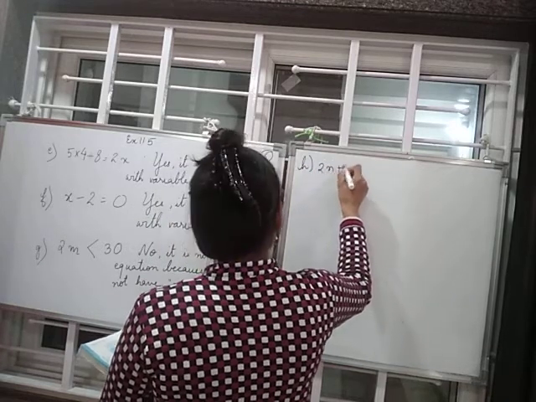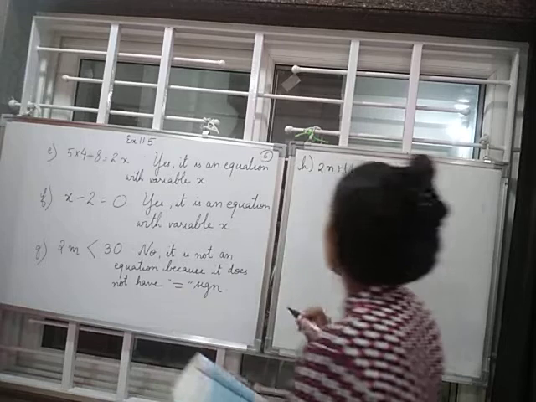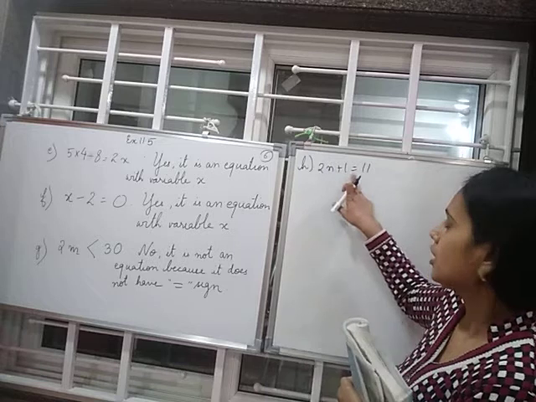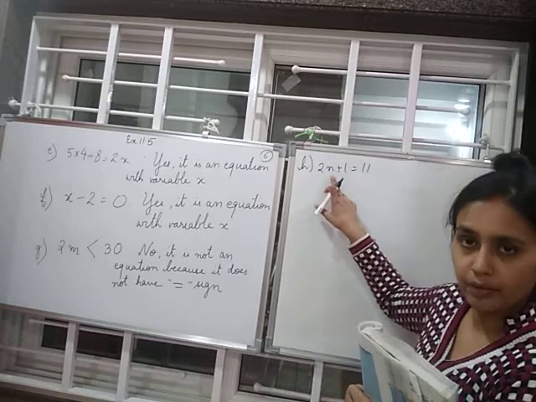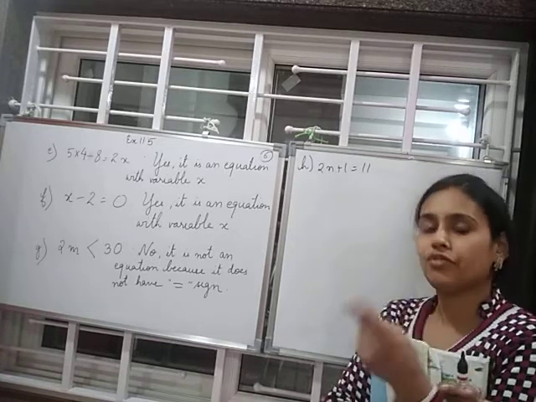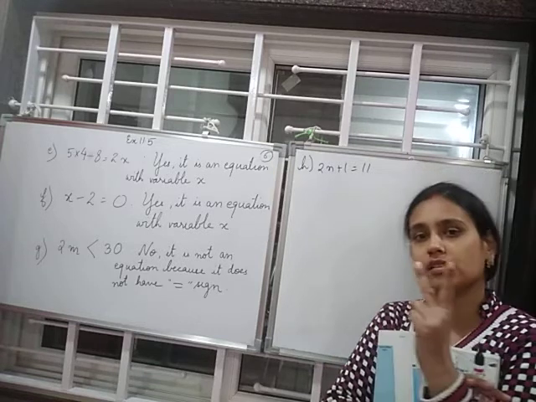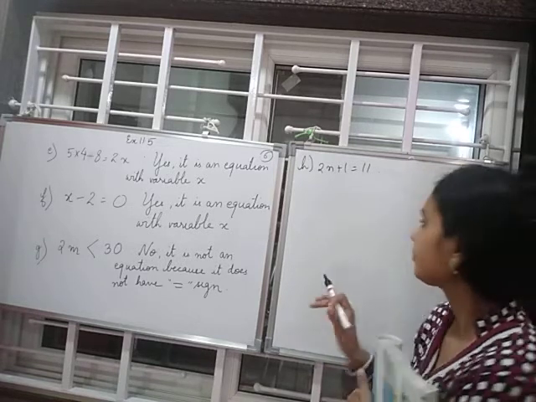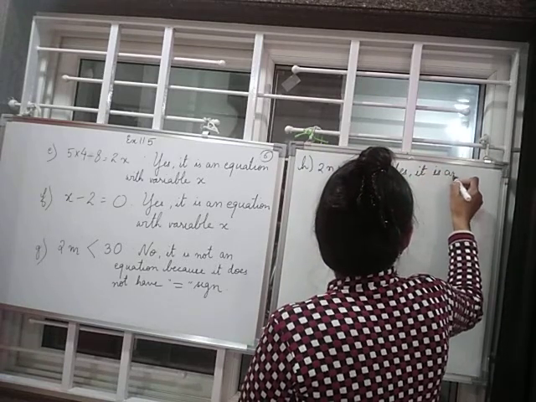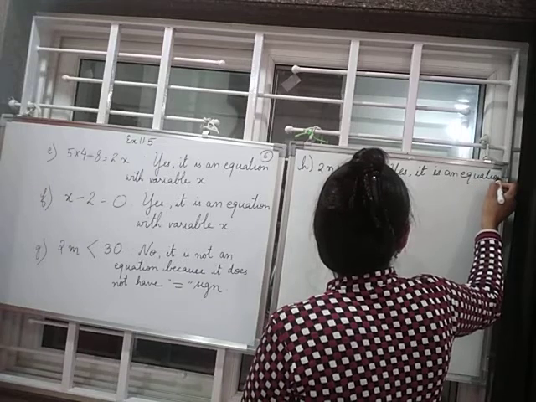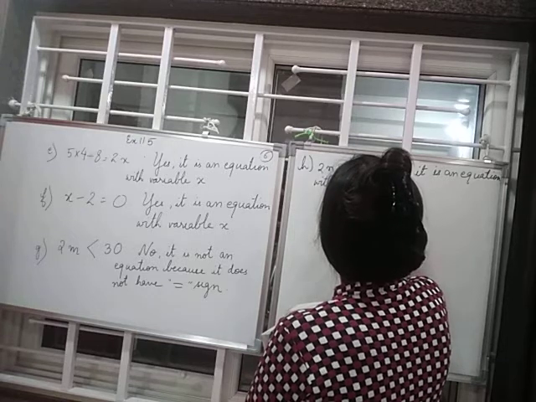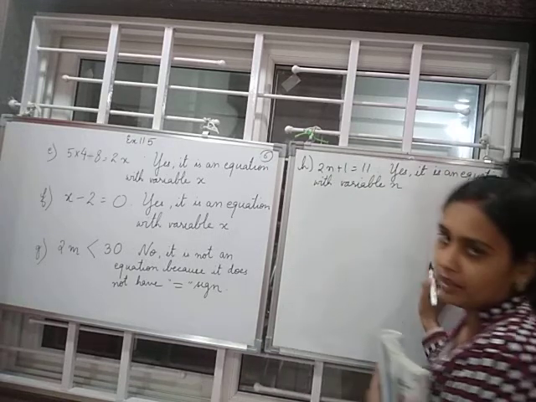H. So the answer should be what? Yes or no? Yes. Why? Because the equal to sign is there and the variable is there. Children, in all these questions we are going to search for two things. First is the equal to sign. Second, the variable. Yes, it is an equation with variable n.